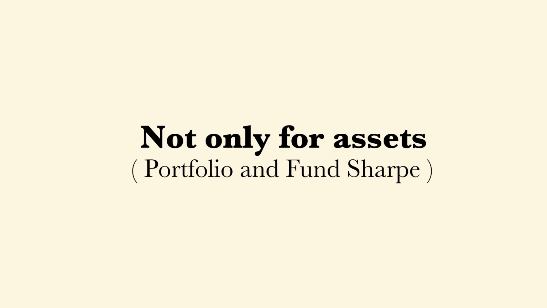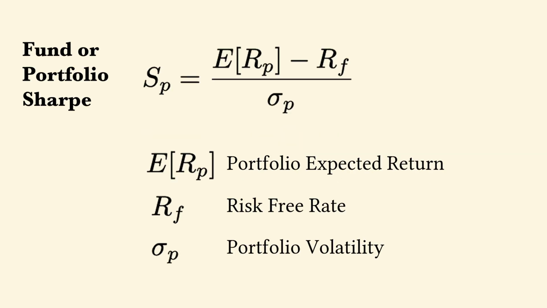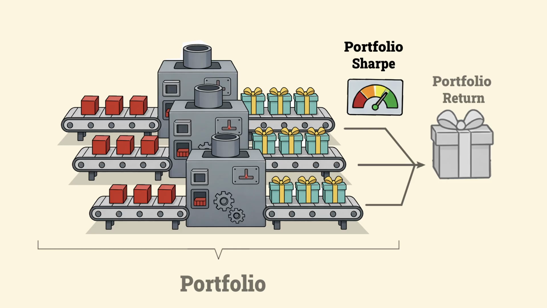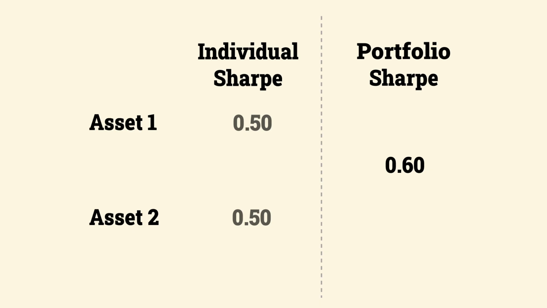Sharpe ratios aren't just for individual assets. In practice, they are most often used to evaluate portfolios and investment funds. The exact same formula applies, but instead of plugging in the returns of a single asset, you use the returns of the entire portfolio or fund. Sharpe then measures how efficiently a combination of assets converts risk into return. For instance, two volatile assets, when combined, can sometimes produce a higher Sharpe ratio than either one individually, because what matters isn't just volatility, but how returns move together. That's why fund managers, hedge funds, and quantitative strategies are almost always evaluated on the portfolio Sharpe, not the Sharpe of their individual holdings.